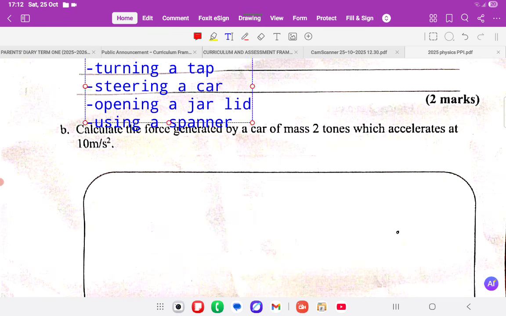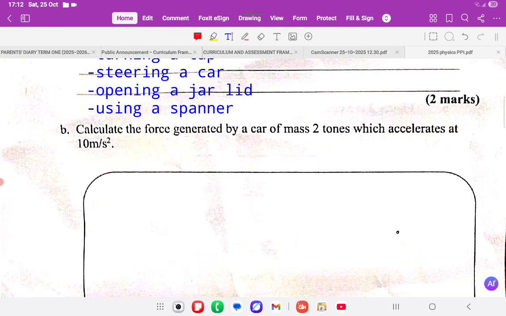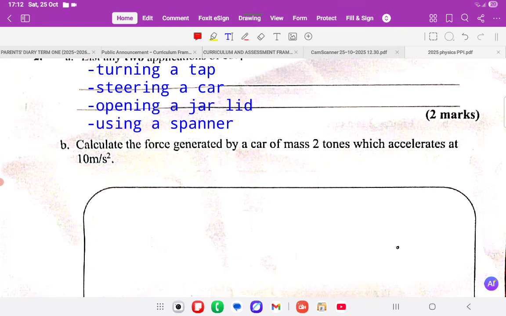Question number 2. 2B is asking us to calculate the force generated by a car of mass 2 tons, which accelerates at 10 meters per second squared. In order to solve a problem like this, you need to understand the meaning of force. What is a force?